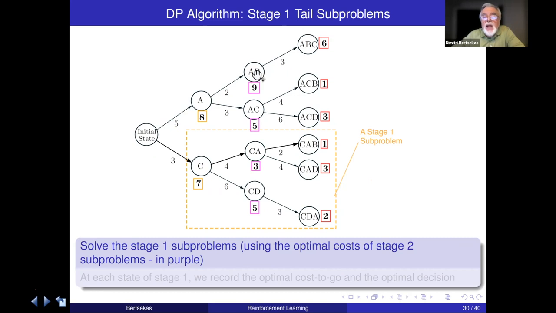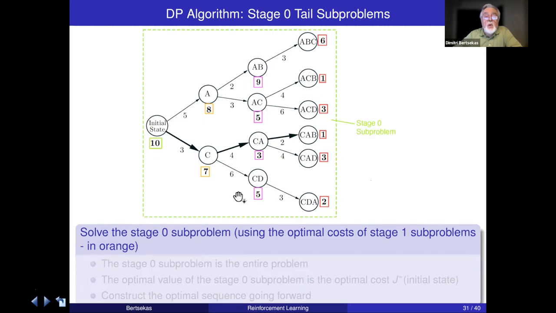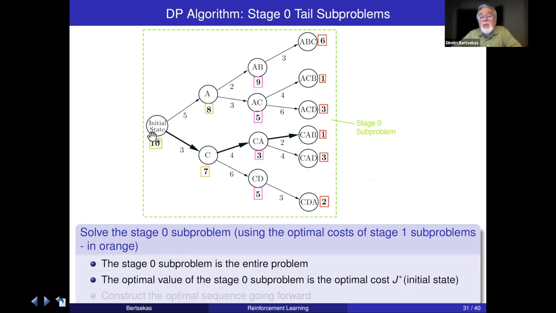Here we have 2 plus 9 is 11, 3 plus 5 is 8. So we record that number as well. And now we can go one step back, solve the green tail subproblem, which is the original problem. And now it's very simple. We don't have to consider all possible paths. Instead, what we have to do is compare 5 plus 8 and 3 plus 7. And that gives us the optimal cost equal to 10. So the optimal cost over all schedules is 10.